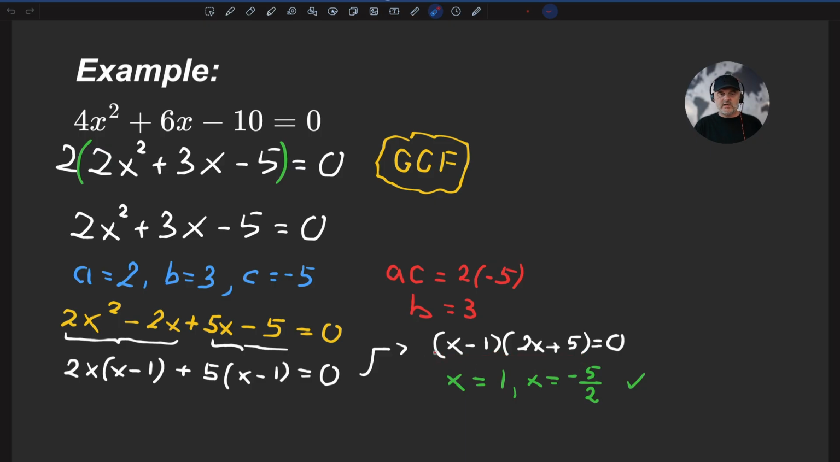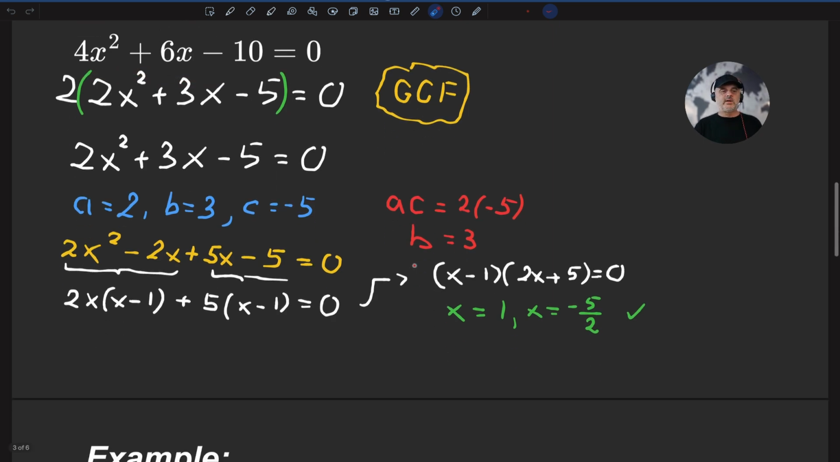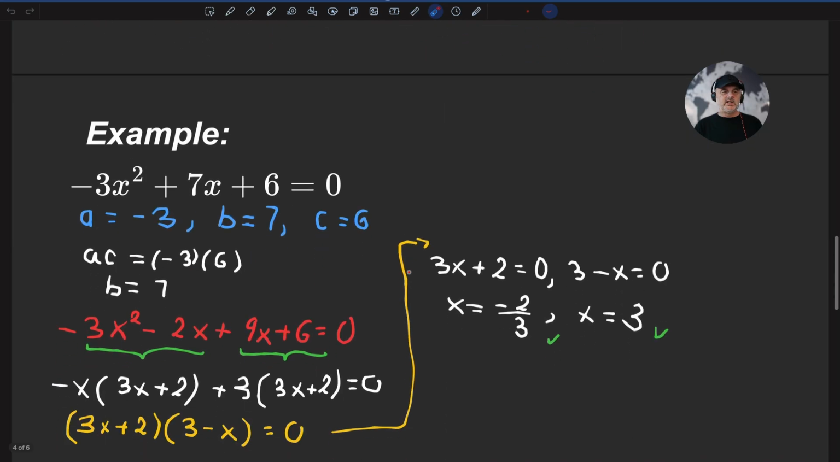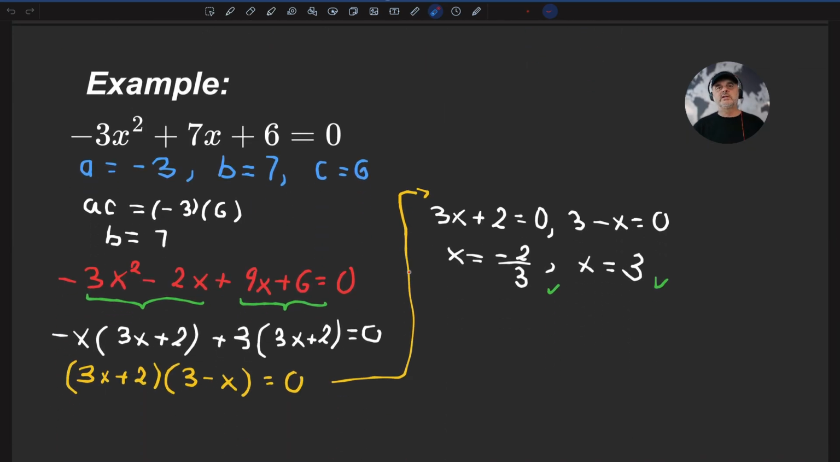So if x minus 1 is equal to 0, then x is equal to positive 1. When 2x plus 5 is equal to 0, solving for x, you move 5 to the opposite side, divide by 2, so you get negative 5 over 2. If you were to substitute 1 back into the original equation, or negative 5 over 2 into the original equation, which I strongly recommend, in both cases you get 0. No other options possible.